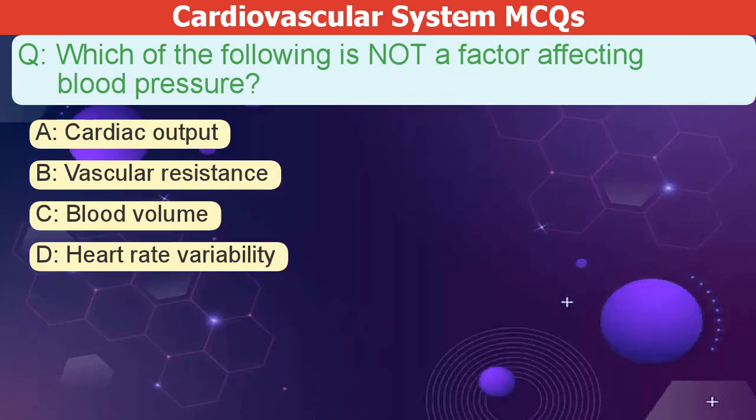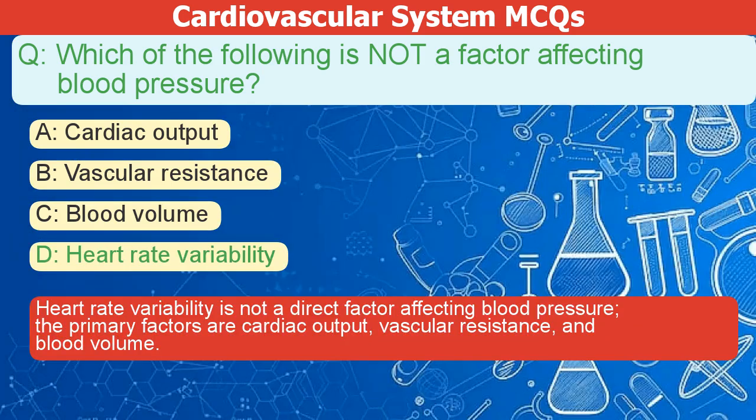Which of the following is not a factor affecting blood pressure? A. Cardiac output. B. Vascular resistance. C. Blood volume. D. Heart rate variability. The correct answer is D. Heart rate variability is not a direct factor affecting blood pressure. The primary factors are cardiac output, vascular resistance, and blood volume.